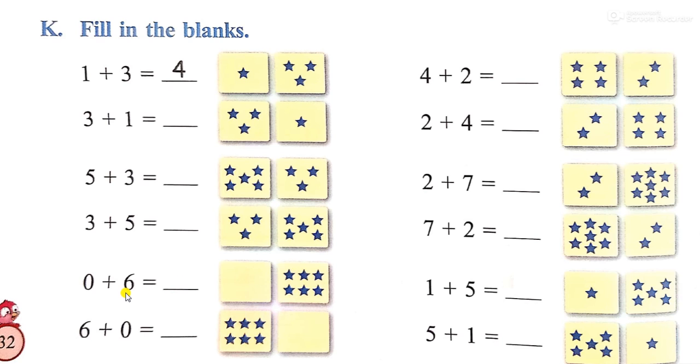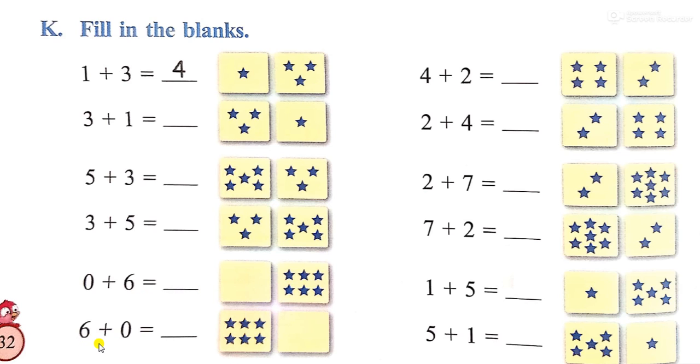6. Before, I have taught you, students, did you remember? I have taught you adding 0. There I told you 0 has no value. So we have to put the number itself. So here the number is 6. Here only 6 stars are here. So we put the answer as only 6.